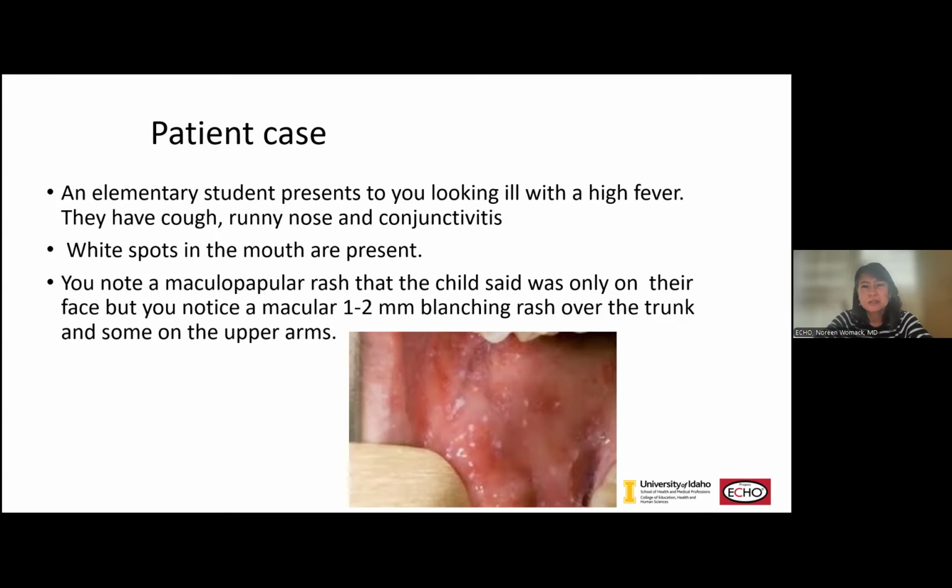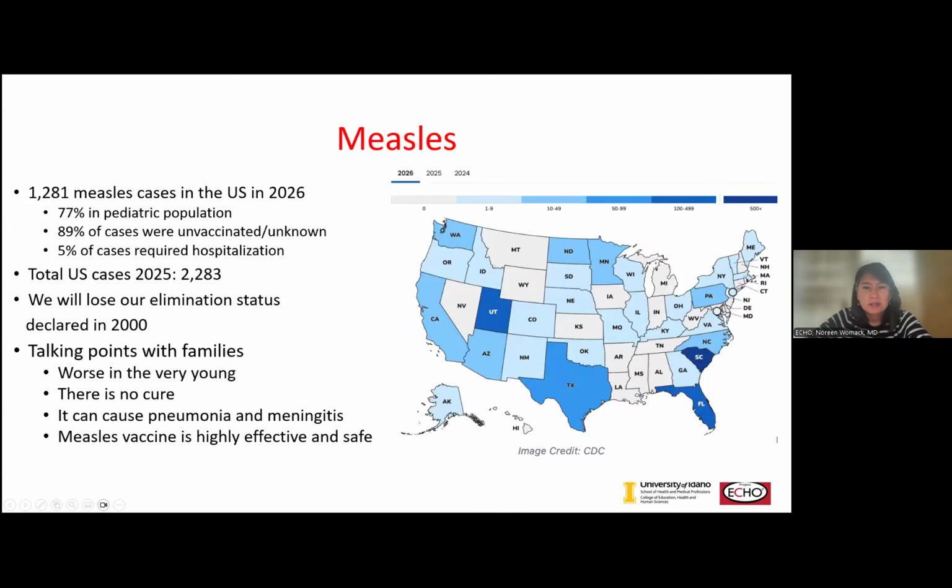So next slide, please. So this is measles, and I put measles in red because this is one that you want to notify the family right away to seek care. There is an entire presentation on measles from the beginning of the school year. And so if you want to learn more, you can refer to that one. But for this talk, we'll just talk about the incidence and just a few key things.